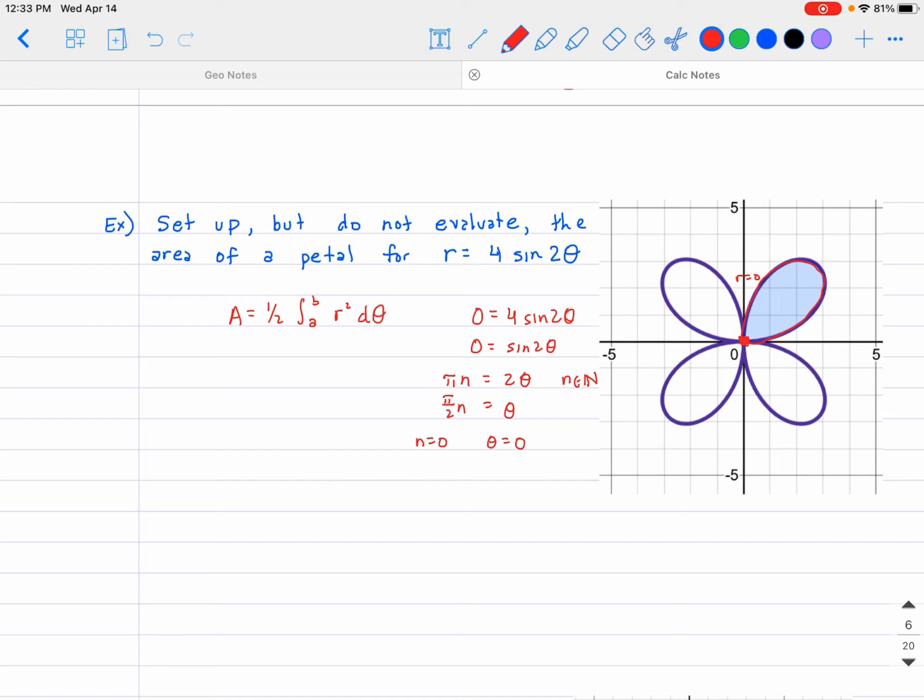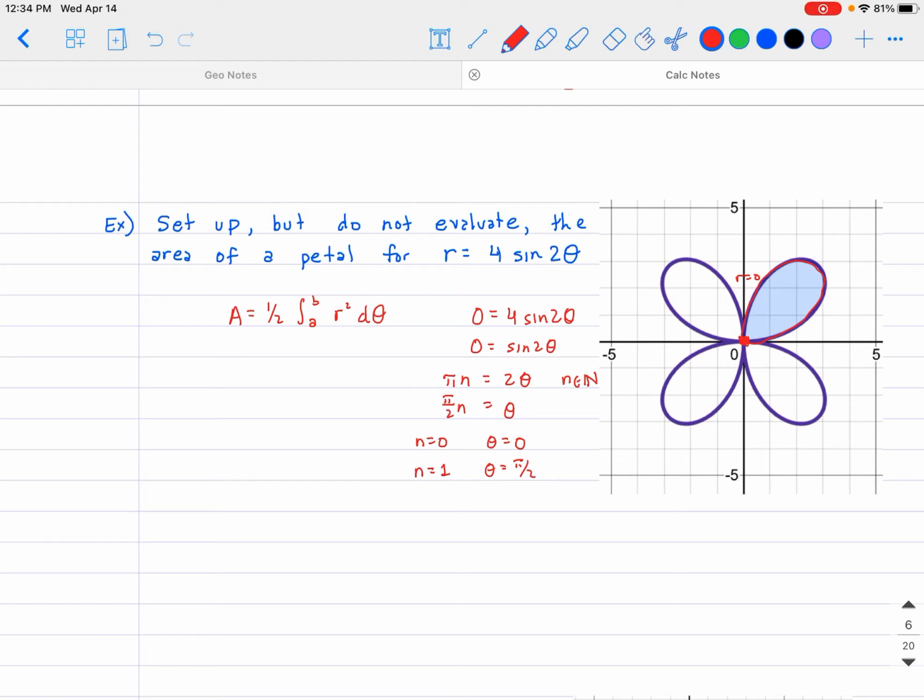So that's where we're going to begin, right? So r is equal to 0. And then the next value of n, well, that's when n is equal to 1, because that then gives us theta is equal to pi over 2, okay? So those are going to be my 2 positions then, okay?